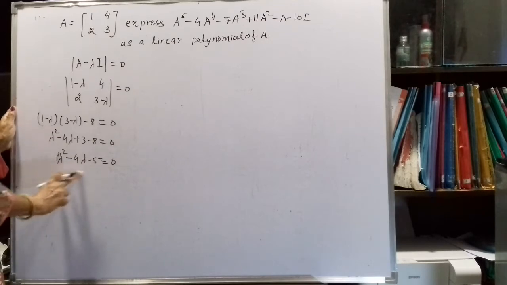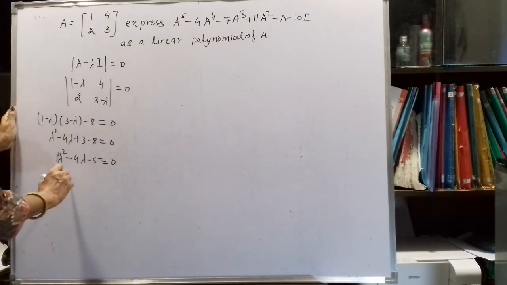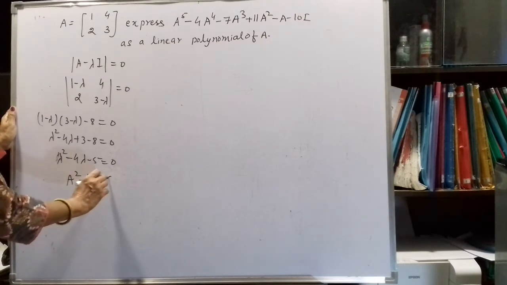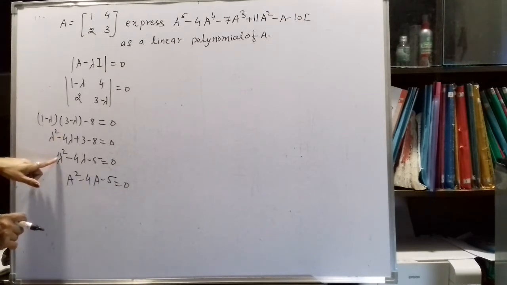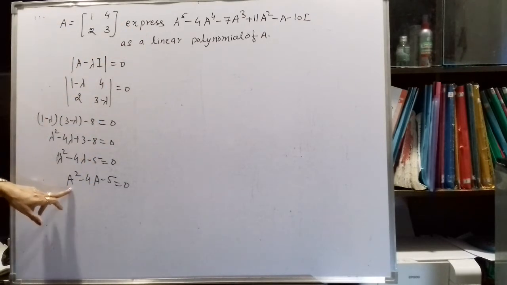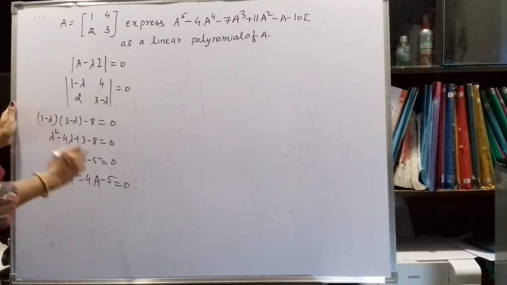So if we put A instead of lambda, we get A square minus 4A minus 5I is equal to 0. Since A satisfies this equation, it is the Cayley-Hamilton theorem. So using this concept, we have to reduce the expression. So now here A square minus 4A minus 5I is equal to 0.